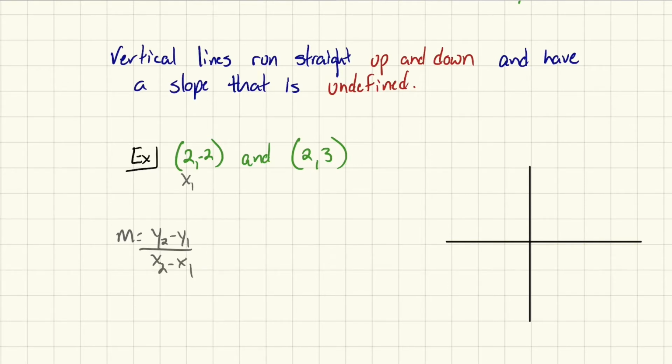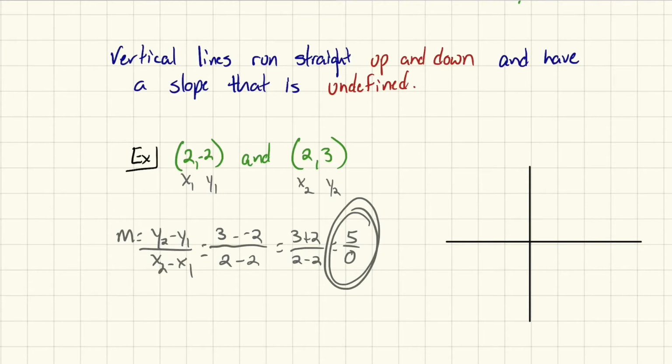Label our points here, x2, y2, and then we substitute. So we end up getting 3 minus negative 2 over 2 minus 2. That ends up being 3 plus 2 over 2 minus 2, which ends up being 5 over 0. Now, this is where things get crazy.